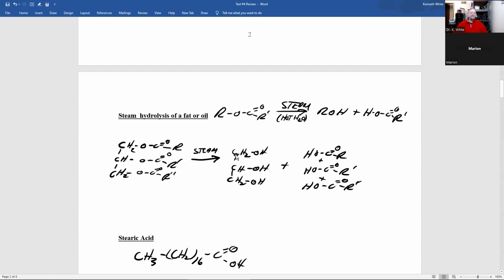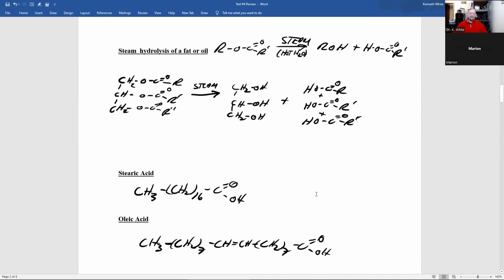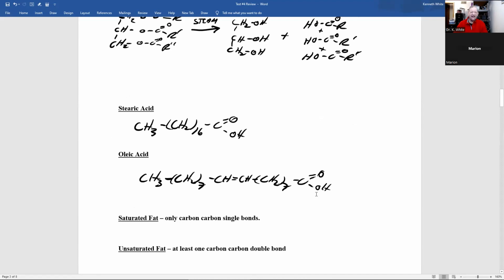And therefore, you have this ester, actually triester, and steam. The first one gives this alcohol plus this carboxylic acid. Second one, this alcohol, this carboxylic acid, and so on. So you get glycerin and these carboxylic acids. Now, the carboxylic acids from a fat or oil are called fatty acids.